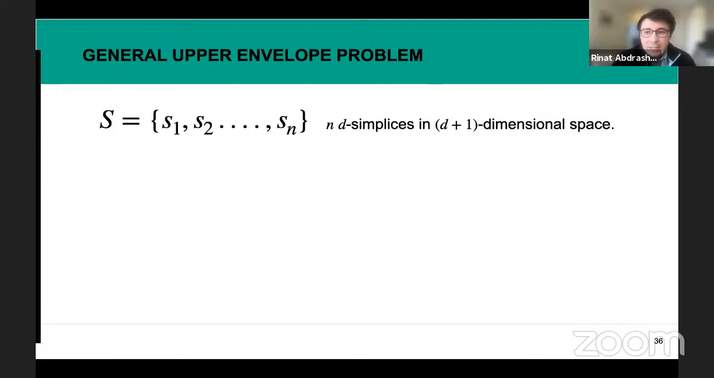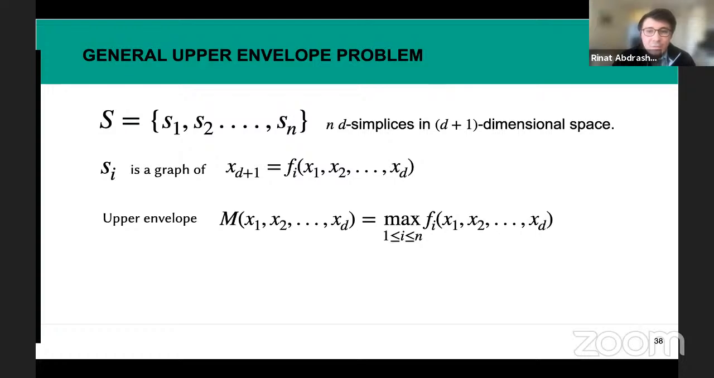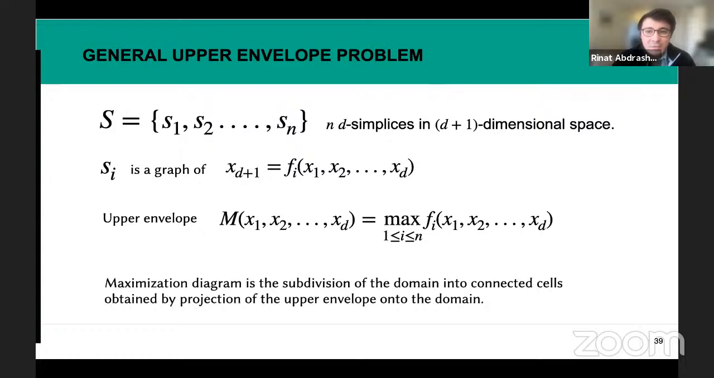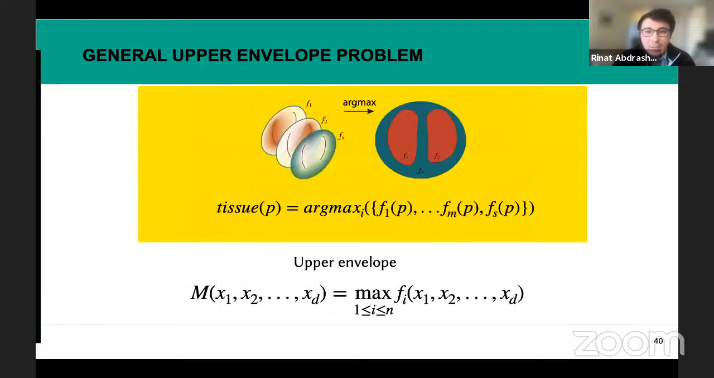So let us now define the general upper envelope problem. Let S be a set of n d-simplices in (d+1)-dimensional space, where a d-simplex has d+1 vertices. In other words, d equal 1 is just a line segment, d equal 2 is a triangle, and d equal 3 is a tetrahedron. We can then view each S_i as the graph of a partially defined linear function. Then the upper envelope of the given simplices is the pointwise maximum of all of these functions. And the maximization diagram is the subdivision of our domain into connected cells obtained by projection of the upper envelope onto this domain. And if you remember how we formulated our volumetric segmentation problem, then you will see that it basically is identical to solving the upper envelope problem over our volume.